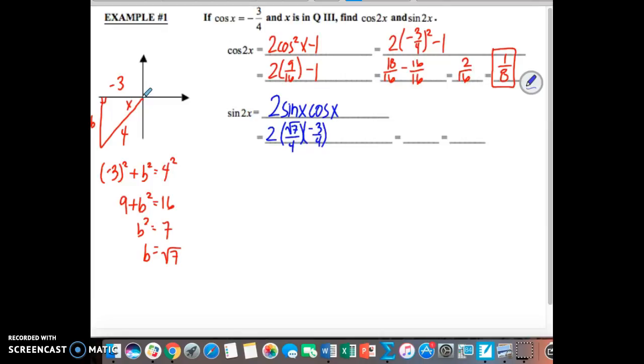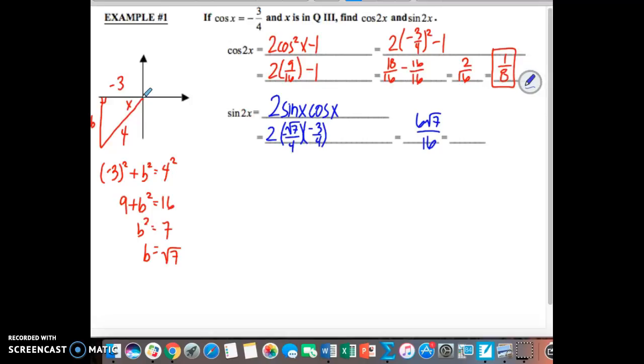This ends up equaling negative 6 square root of 7/16. Oh, and I apologize. Since we are in the third quadrant, sine is negative, so it's negative square root of 7/4, which would end up making our final answer positive. Sorry, that was my fault.